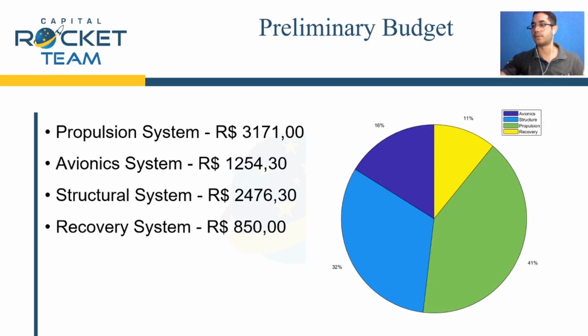The preliminary project budget considers only material costs during the construction until the testing phase. Most of the team's expenses are with the propulsion system due to the cost of the oxidizer. The structures also have a high cost due to the price of the materials used to manufacture the rocket.